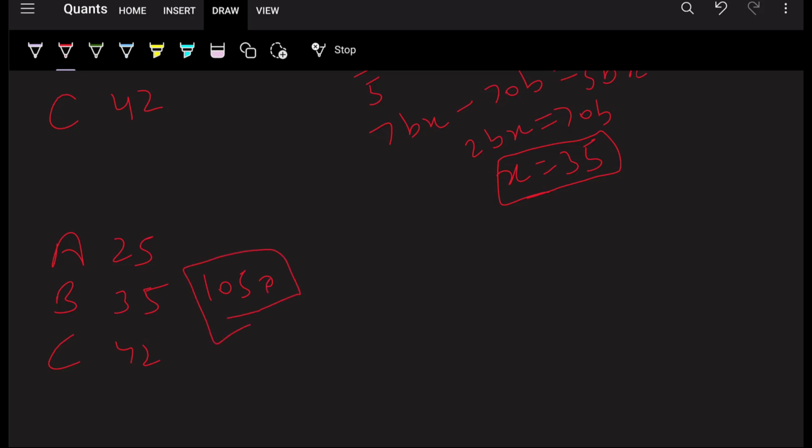So now we will calculate the efficiency. 1050 divided by 25 comes as 42, 1050 divided by 35 comes as 30, and 1050 divided by 42 comes as 25. So now the table is completed.